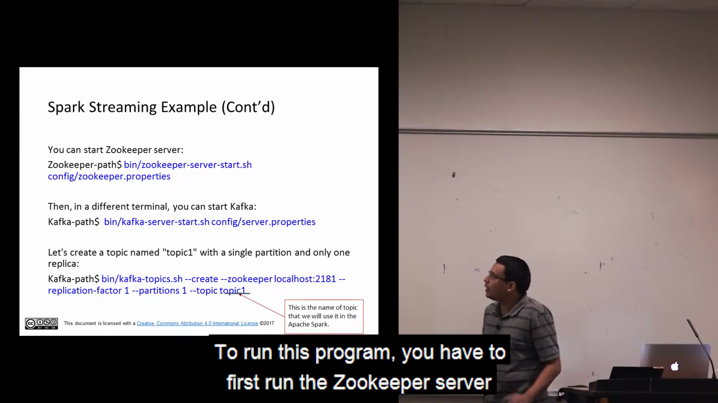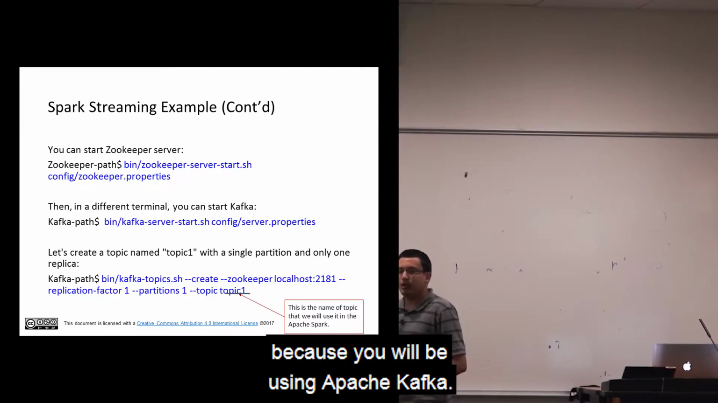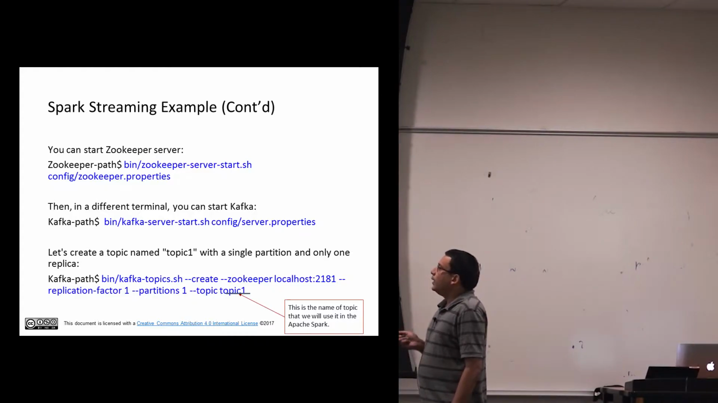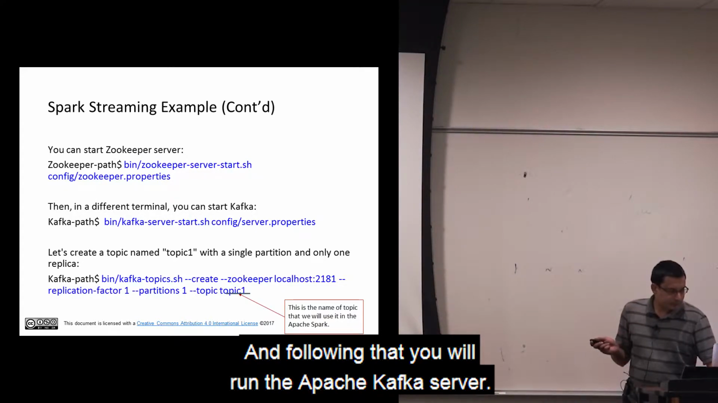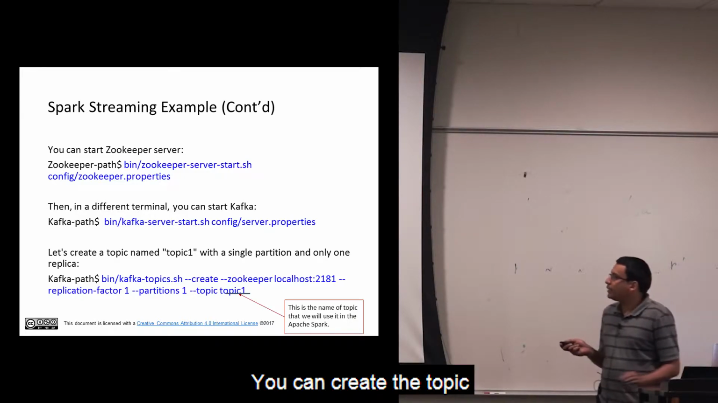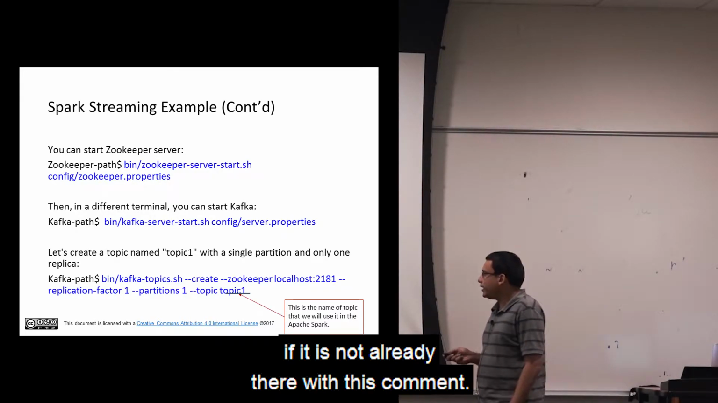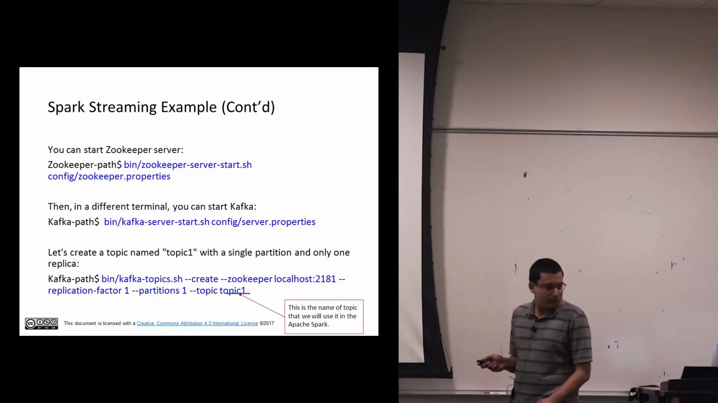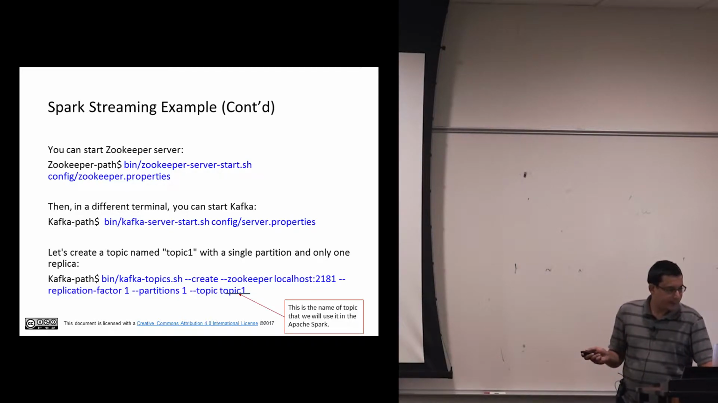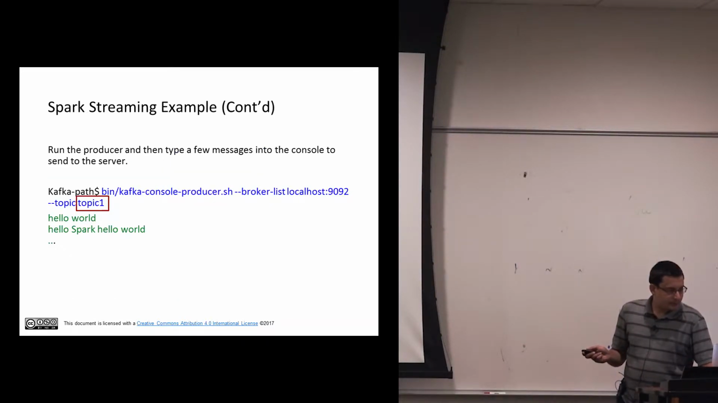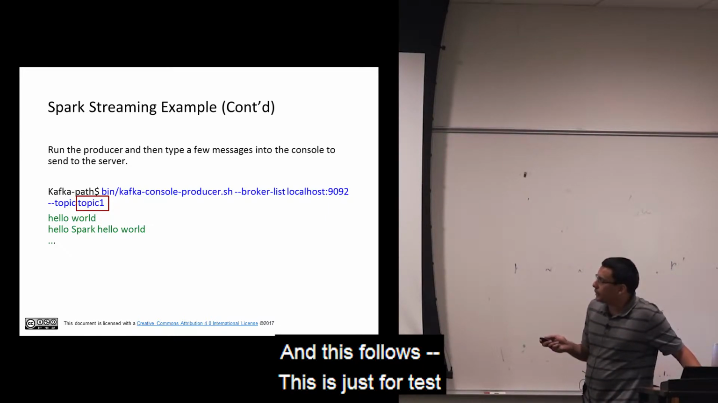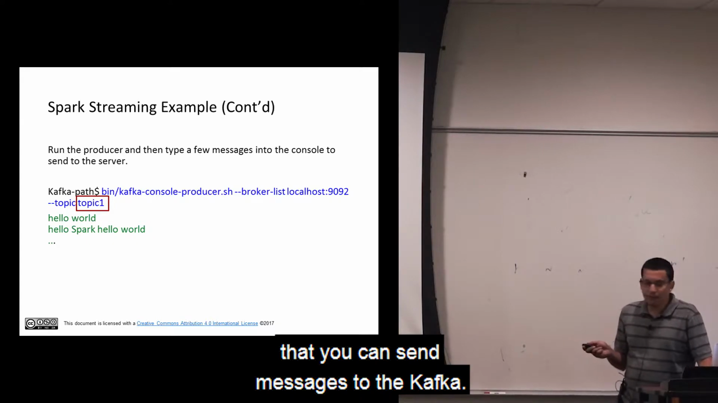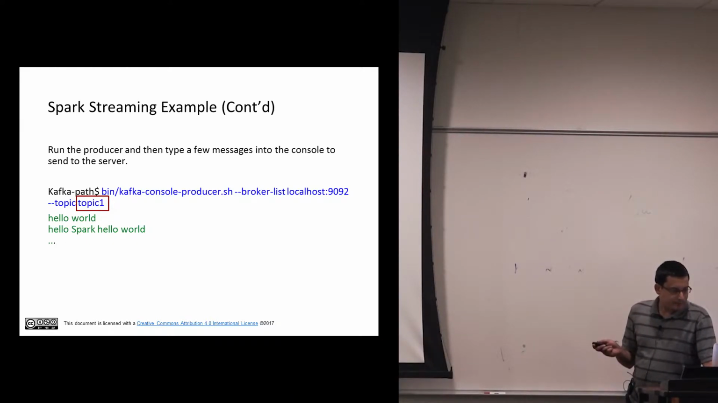To run this program, you have to first run the Zookeeper server, because you will be using Apache Kafka, and following that you will run the Apache Kafka server. You can create the topic, if it is not already there, with this command. And this follows. This is just for testing, so that you can send messages through Kafka.